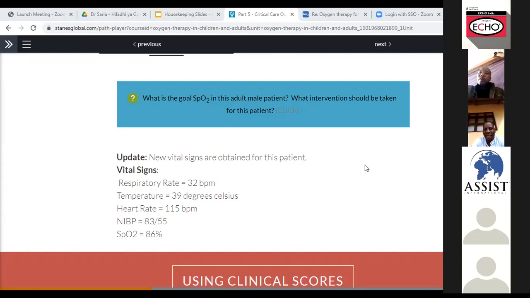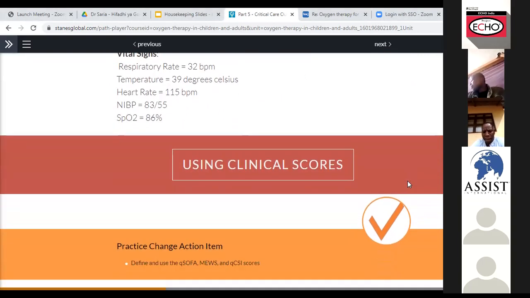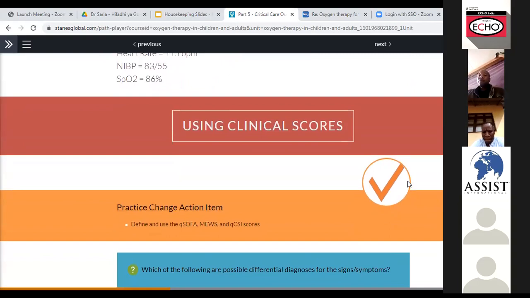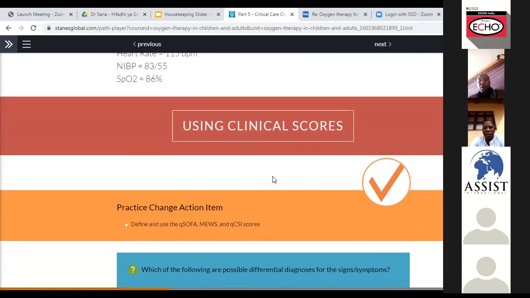Okay, thank you very much, Rebecca. We have done the first part of this session, which was all about the definition of the continuum of care, of critical care, and the target of oxygen saturation. We are now moving to the second part of this session, which is all about defining some of the different terminology we use, especially when dealing with the critical care patient. This includes things like the use of meals and the qCSI.